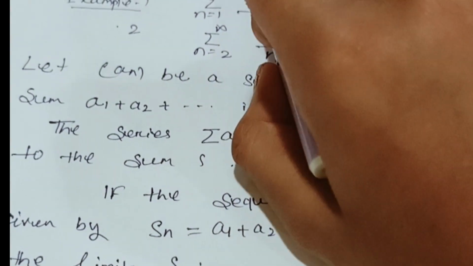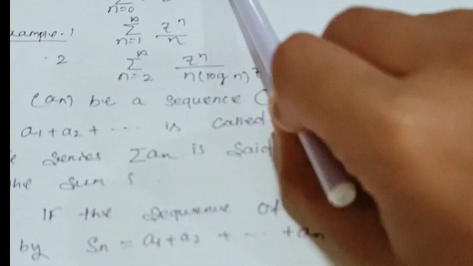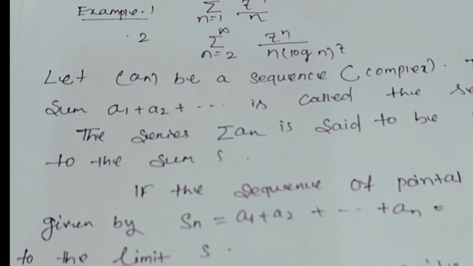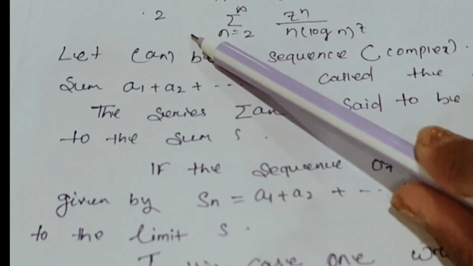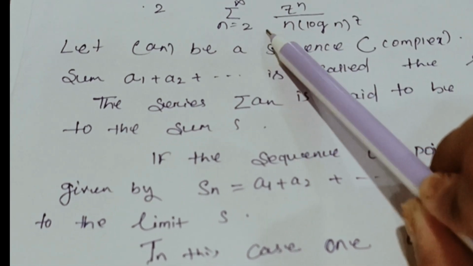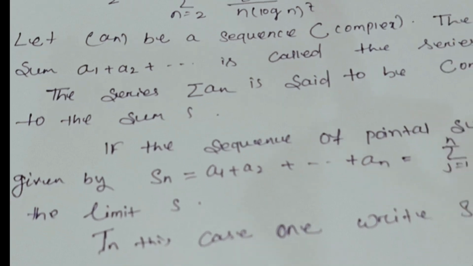This is the form of a power series, called a power series about the point z equals z naught. If z naught equals 0, then it is the summation of an zn. Examples are the sum for n equals 1 to infinity of zn by n, and the sum for n equals 2 to infinity of zn by n log n. These are examples of power series.